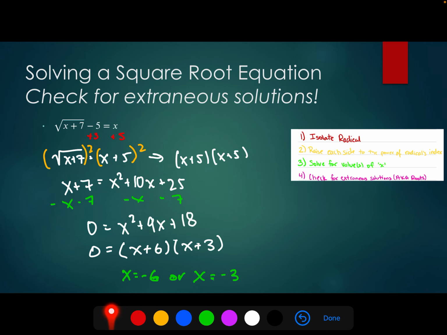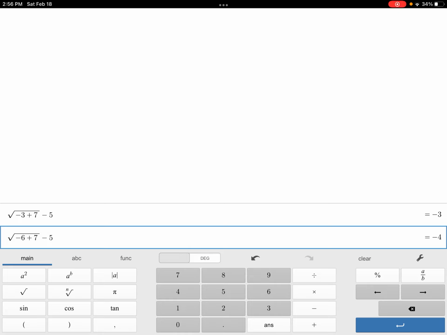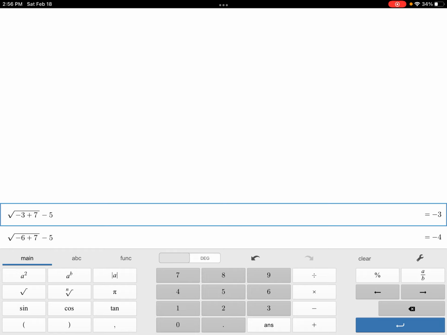So for this, I just used a Desmos calculator. So if we go check our solutions, this one was x is negative 3 right here. So we have negative 3 plus 7, square root, minus 5 is equal to negative 3. So that checks out. When we plug in x, we get a true statement.